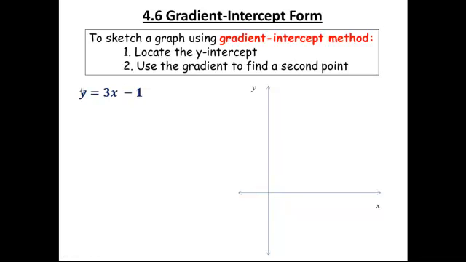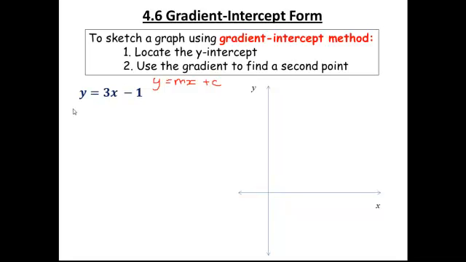So the first thing actually you should do, which I didn't put in there, is you should make sure that your equation is in the form y is equal to mx plus c, because that's going to make it a lot easier for you. You can only really work out what the y-intercept and the gradient are if you have the equation in this form. Okay, so we do have this one in the form y equals mx plus c.